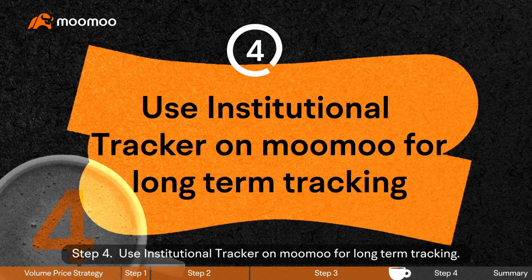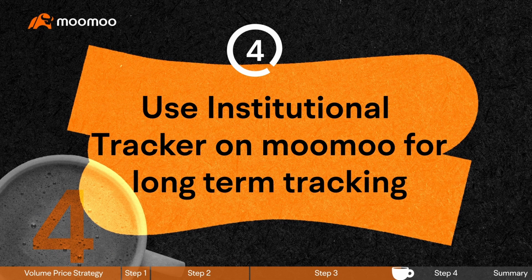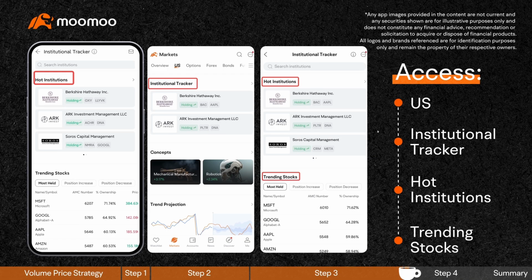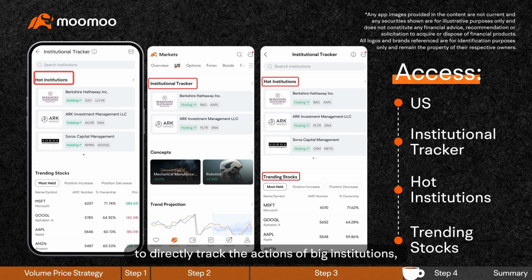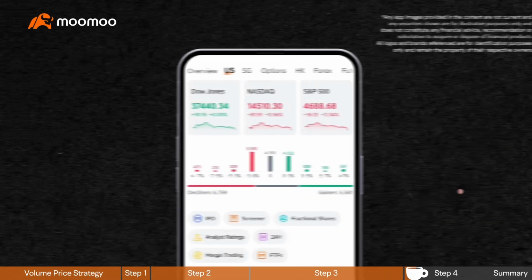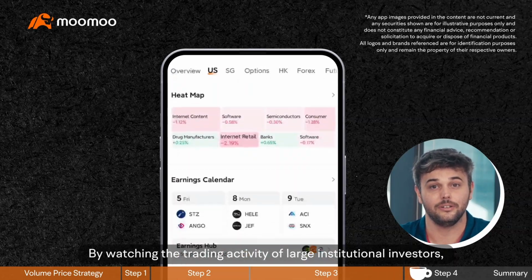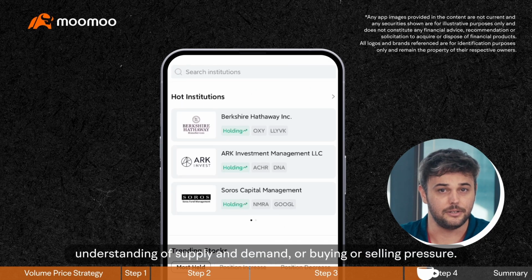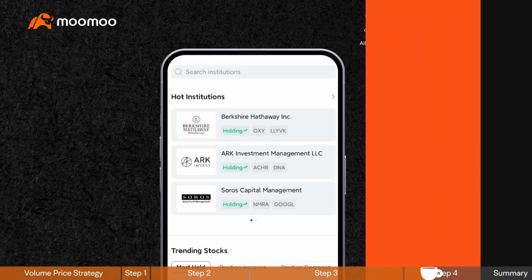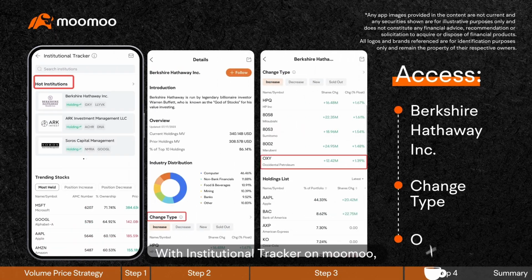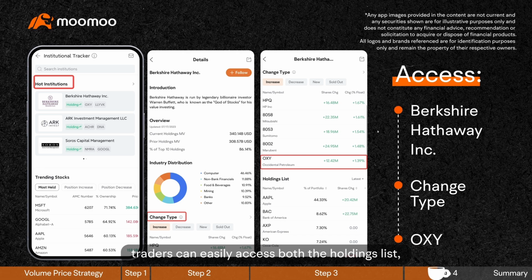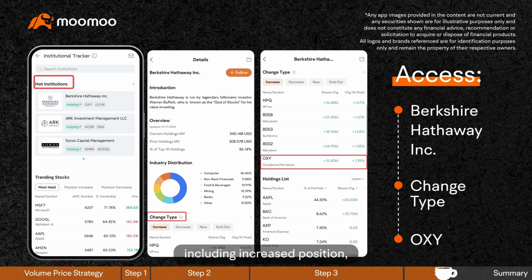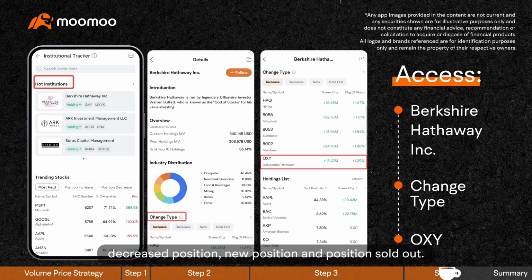Step 4. Use institutional tracker on Moomoo for long-term tracking. Apart from technical analysis, investors could also leverage some useful tools on Moomoo to directly track the actions of big institutions, such as institutional tracker. By watching the trading activity of large institutional investors, it may be easier for individual investors to get a clearer understanding of supply and demand, or buying or selling pressure. With institutional tracker on Moomoo, traders can easily access both the holdings list and the holdings changes of top institutions, including increased position, decreased position, new position, and position sold out.